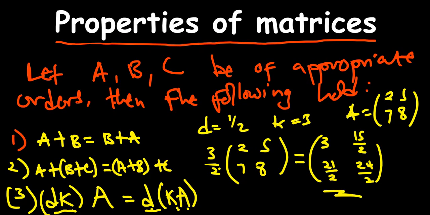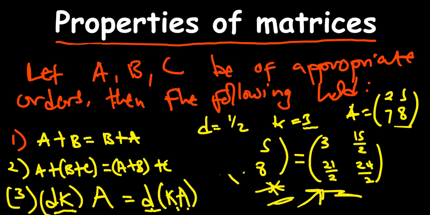In a case where you first start by multiplying this 3 with the matrix, and then you multiply by half, you will still get the same answer here. So you should try out and confirm this property at your own time. Otherwise I'll continue to the other properties.